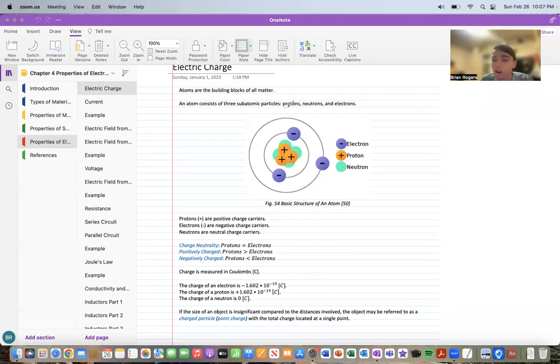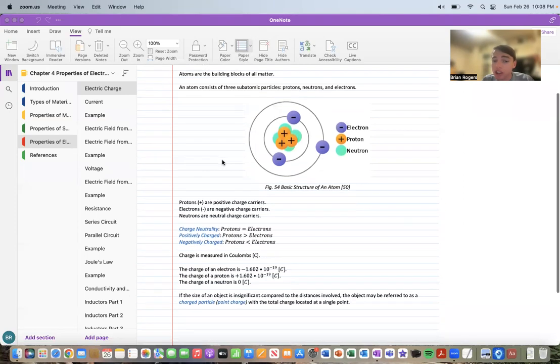Atoms have protons, which have positive charges, as we see in the nucleus of the atom, neutrons, which have neutral charges, as seen in the nucleus of the atom, and electrons, which are outside the nucleus of the atom. So protons are positive, neutrons are neutral, electrons are negatively charged. When we talk about positively charged, we have more protons than electrons. If we talk about negatively charged, we have more electrons than protons. And if it is neutral, the amount of protons must equal the amount of electrons.